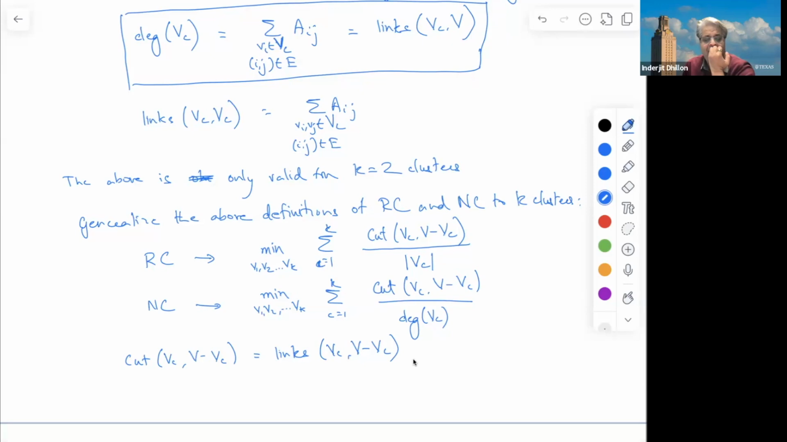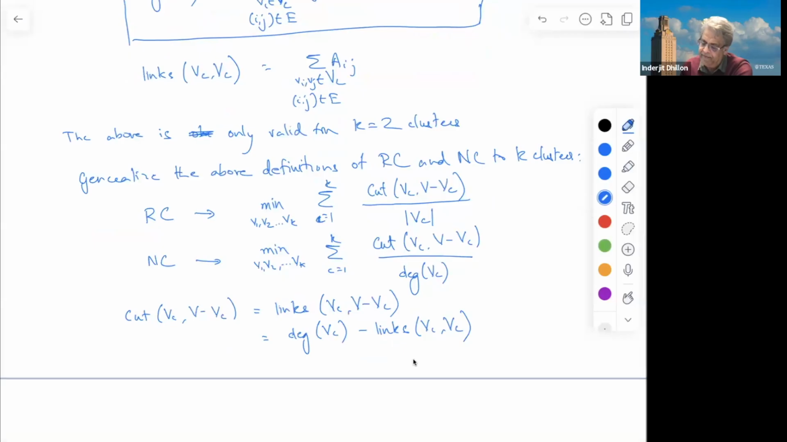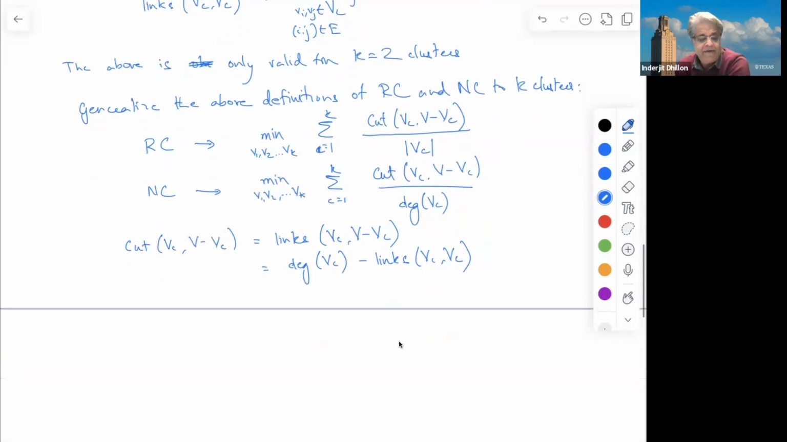And that is equal to the degree of Vc minus links from Vc to Vc. Because the degree of Vc will actually be the links of Vc to all of V, right? And then you're subtracting out the connections which are within Vc itself. Okay, so this holds.